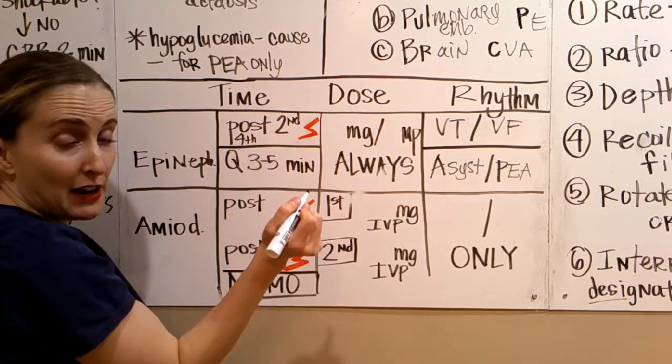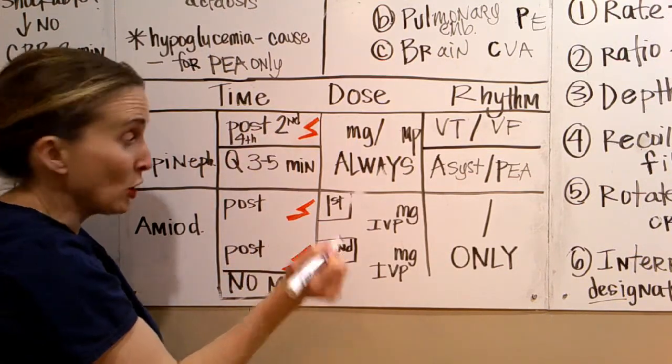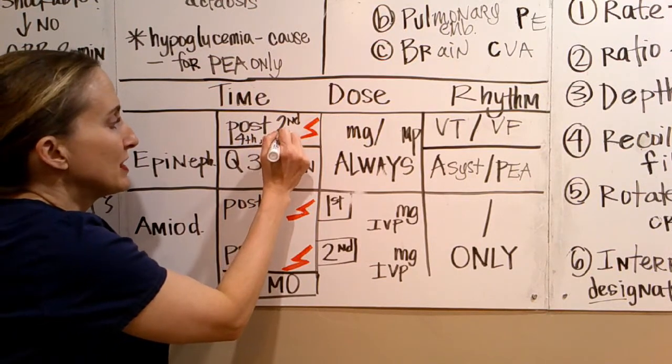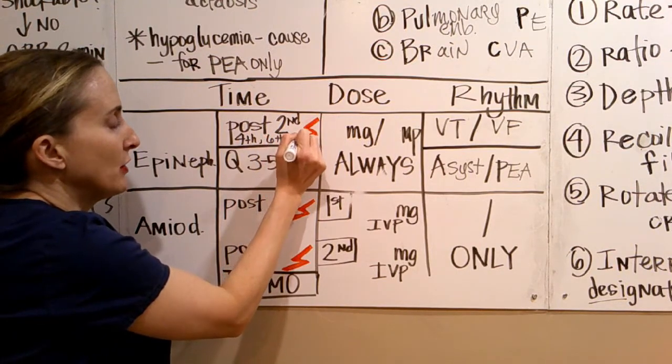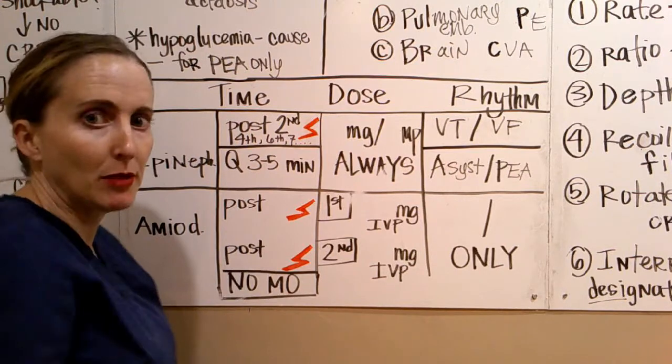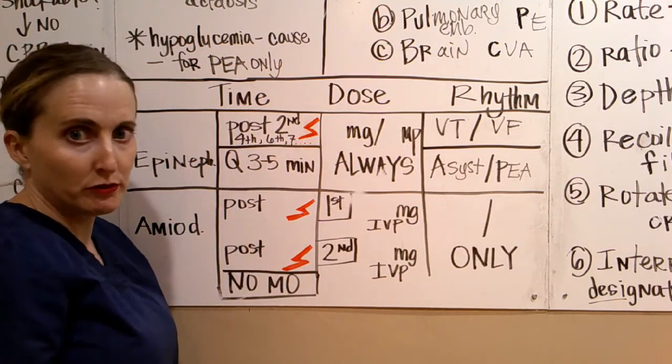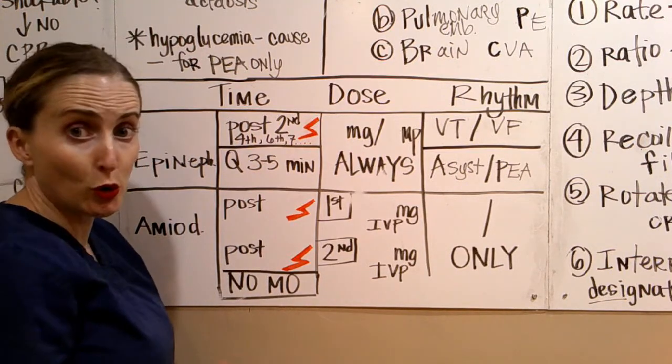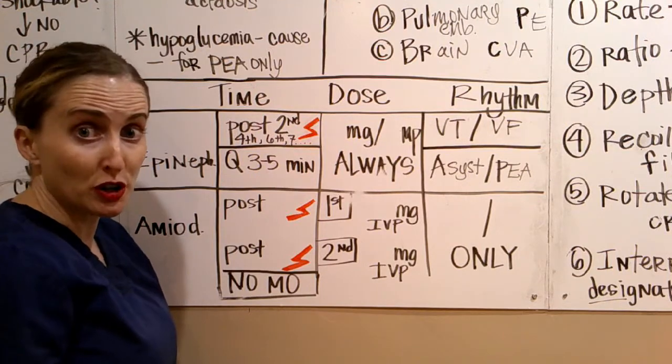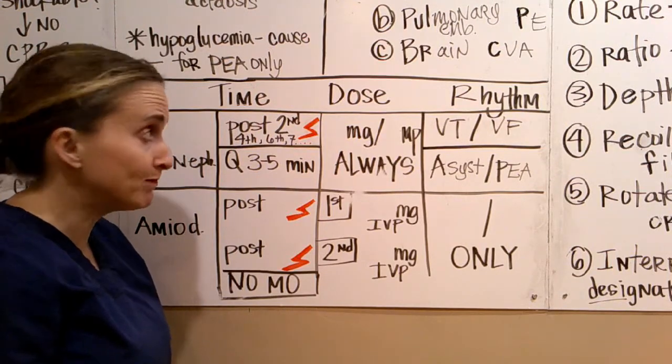Then the 5th shock, after the 5th shock, we give the 2nd dose of amiodarone. So then after the 6th, and then 7th, and on and on until someone calls the code or we achieve return of spontaneous circulation.